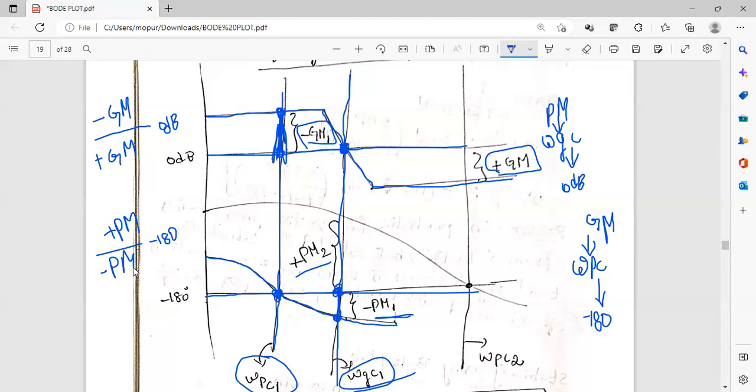Then gain margin, or gain difference, is the magnitude difference in decibels between the 0 dB line and the magnitude plot. At which point should we find the difference? At phase crossover frequency. How to obtain phase crossover frequency? It is the point where the phase angle plot and the minus 180 degree line coincide. So this is about extracting phase crossover frequency, gain crossover frequency, phase margin and gain margin.